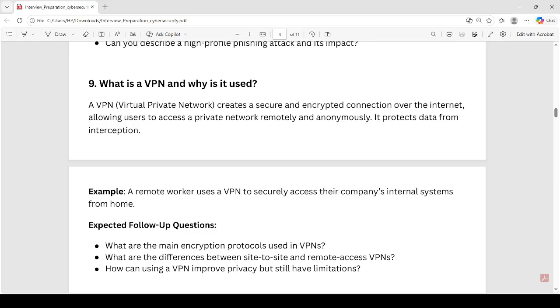Example, a remote worker uses VPN to securely access their company's internal system from home. Like we in the IT industry say, work from home using VPN.